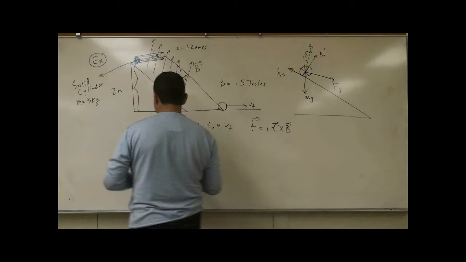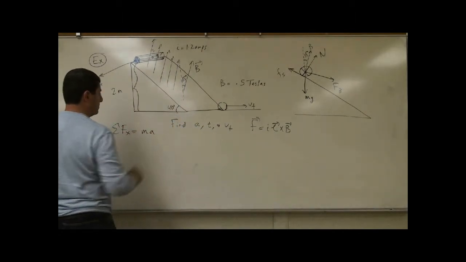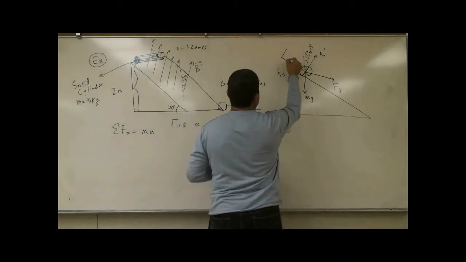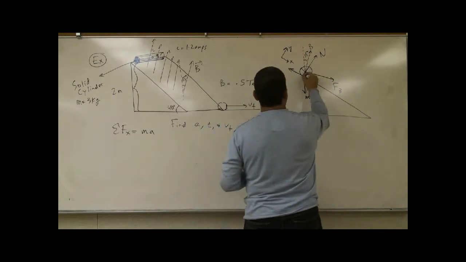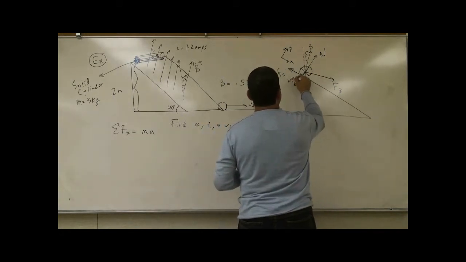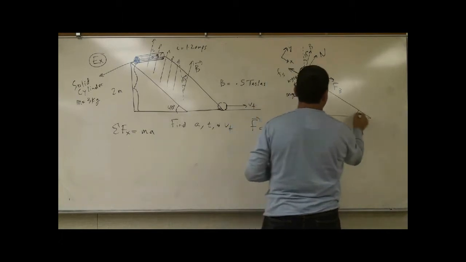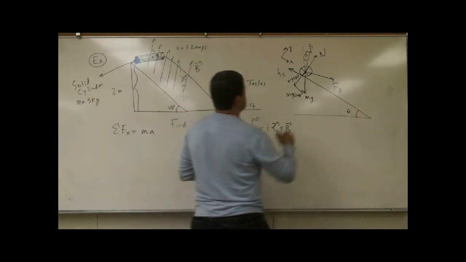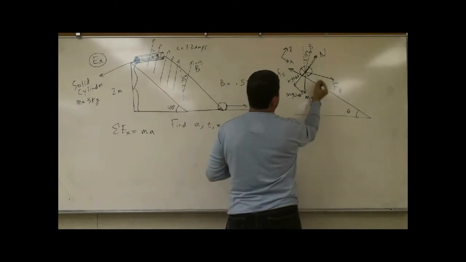So what are the forces in the x direction? The sum of the forces in the x direction is MA, right? Just like in mechanics, we rotate our xy axis. Okay? So, of course, this one will be mg cosine theta. This one will be mg sine theta. And then this is going to be theta. Okay? And then the normal force is going to be along the y direction. Okay, how about this one?